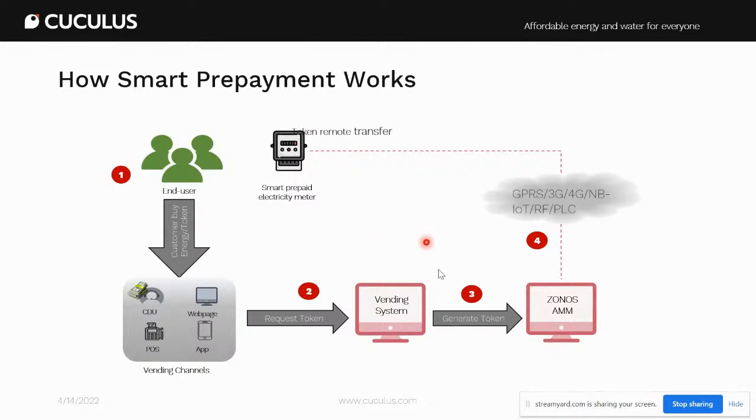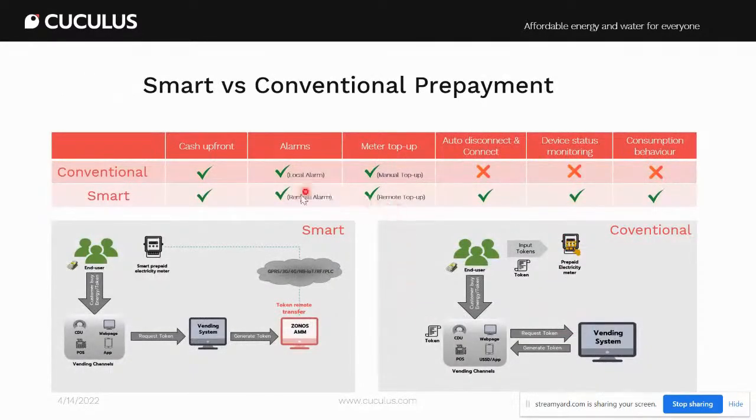This is how the smart prepayment works. Of course, that doesn't mean that these vendors cannot print out the token. They can, okay? But this would be easier and faster. This is just a brief look at the differences between smart and conventional prepayment in some aspects. For example, considering the cash upfront, which means that you're letting the customer pay in advance, of course both of them support it. Both support alarms, but just as we explained before, conventional has local alarms. Smart supports remote alarms.